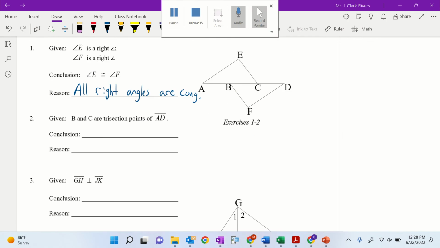Second problem, given that B and C are trisection points of AD, well, the conclusion is going to be AB is congruent to BC, which is congruent to CD. Segment AB is congruent to segment BC, which is congruent to segment CD. How do we know that? That's the definition of trisect.